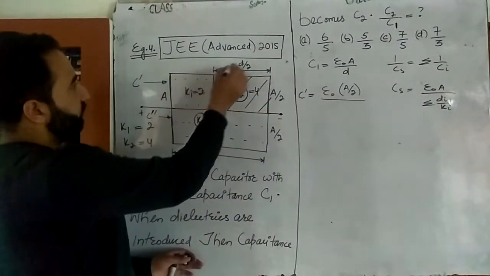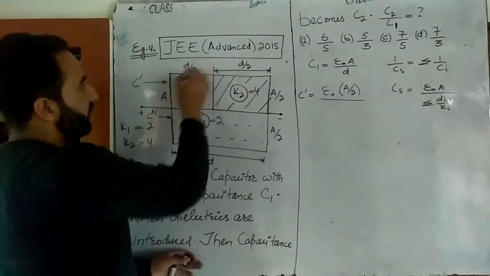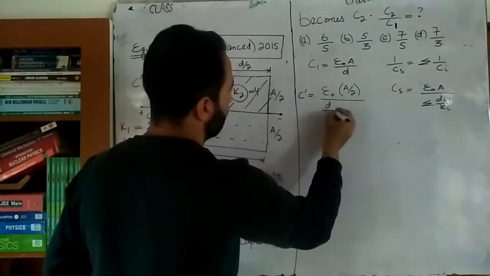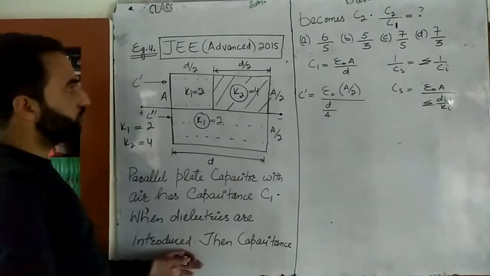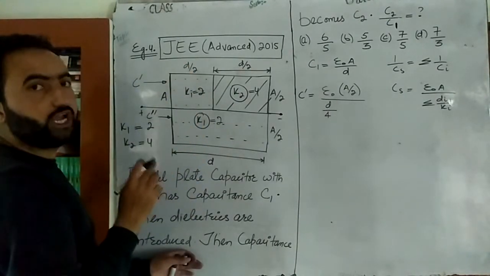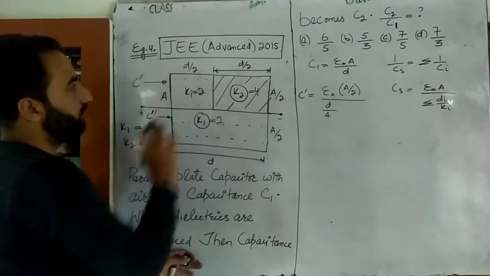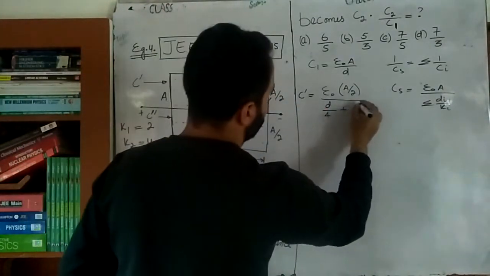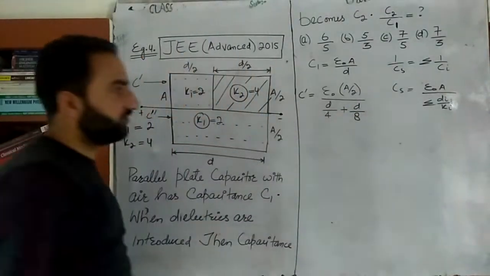Now what is the width of this? So this is D by 2. Obviously this is also D by 2. So it will be 2 2s are 4, so it is D by 4. It is actually D by 2 K1, and K1 is 2, so it is D by 4 plus. Then here, 2 4s are 8, so D divided by 8. Okay, so this is C dash.